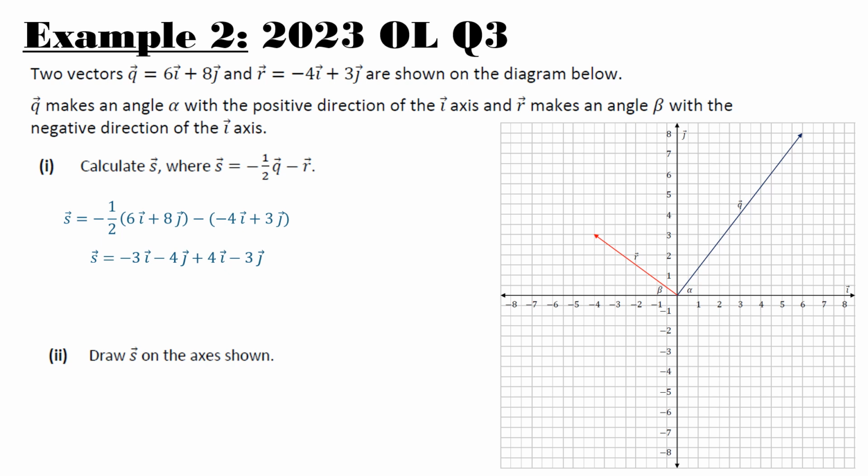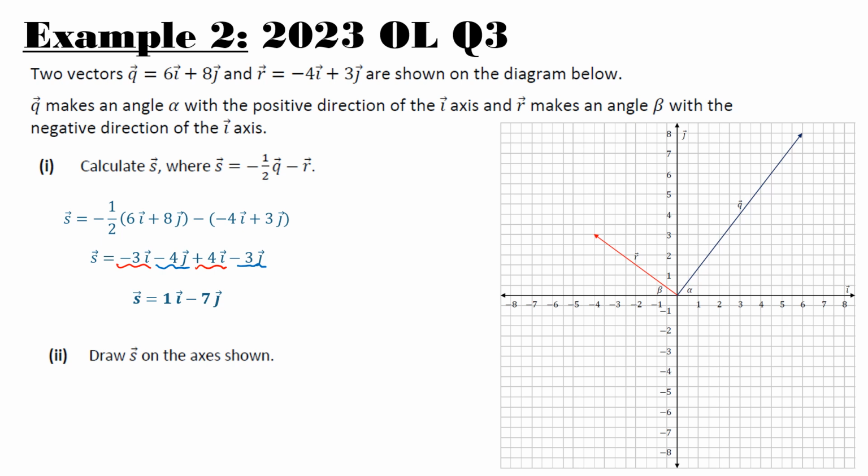Now all that's left to do is to tidy up, add the i terms together. So if we have minus 3i and we add a 4i, and then we add the j bits together. So that gives us a final answer of 1i minus 7j.